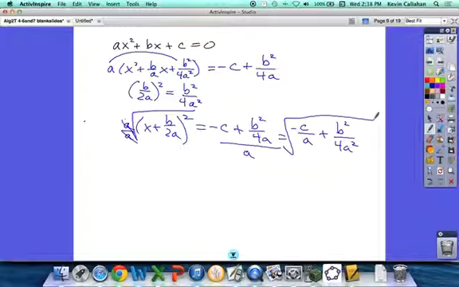What do you get when you take the square root of a square? It cancels out. Now we've got x plus b over 2a equals, and on this side we've got plus or minus.